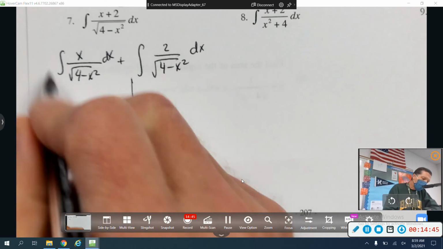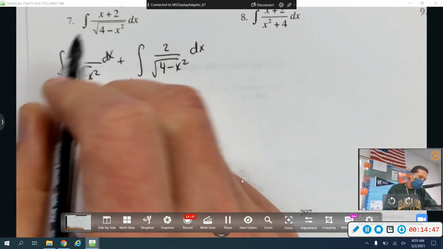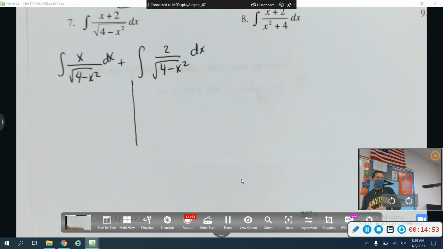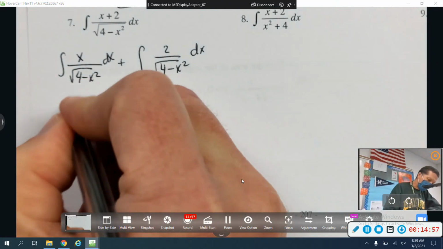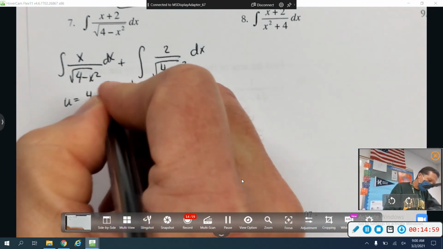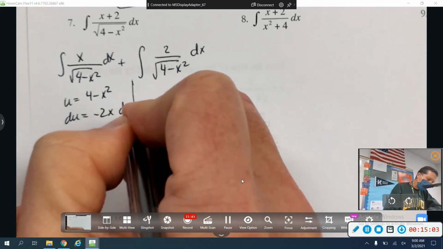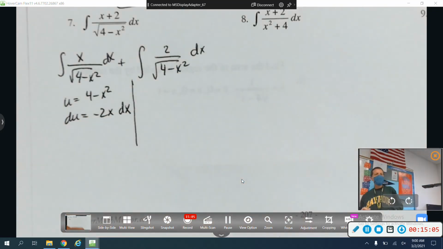So for this first piece, that's the one that doesn't look like inverse sine because there's an x in the top. So how should I handle that? U the bottom. Yes. So if we let u be the bottom, that's good. Then du is pretty close to the top. Close enough to fix it, to be fixable anyway.